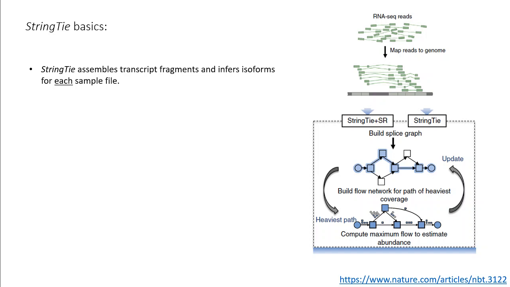Stringtie is a command line tool which can either be run in a bash terminal or submitted as a shell script. Stringtie assembles transcript fragments using the spliced mapped reads and infers isoforms for each sample. It can also leverage annotation files to more confidently infer these isoforms.